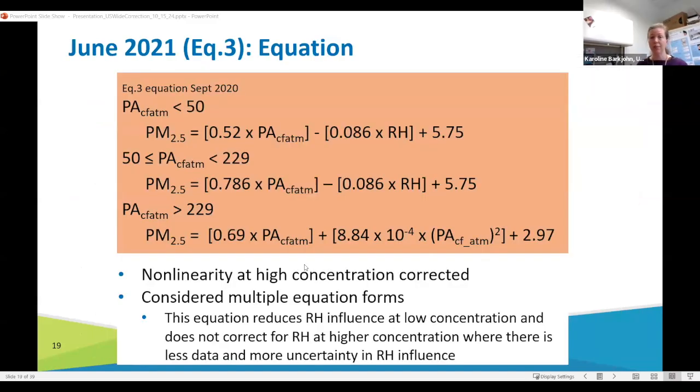And so here's the next equation that corrects for this nonlinearity at high concentration. What you see is a purple squared term that has been added to account for that nonlinearity at high concentration. Again, we considered multiple equation forms. You'll notice that the top piece does not have a relative humidity correction. That's just because we had so much less data at high concentration that it was really hard to understand what the relative humidity influence might be at those really high concentrations.